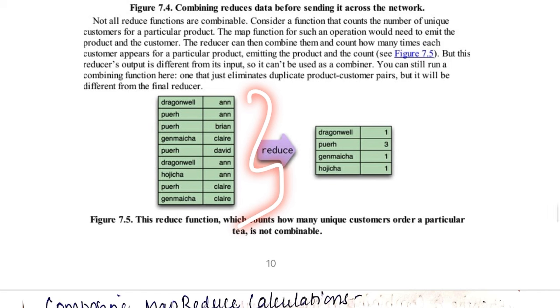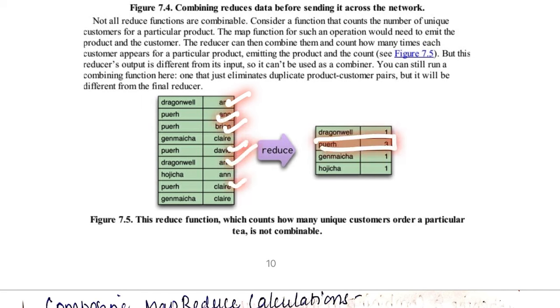After this, there is one case where the reducers are not combinable. In this case, if you check, we have Dragon Well, two Dragon Wells are there, 1, 2, and then we have PU, PU, PU, PU. 4 PUs are there, so here I've written 3. This reduce function, which counts how many unique customers' orders are there for a particular product, is not combinable. There could be scenarios where a reducer cannot be used as a combiner because of the differences between the input and output. If you check the input and output, the number of line items involved are varying here, right? The reducer's input does not match the reducer's output, so I cannot use a combiner here.